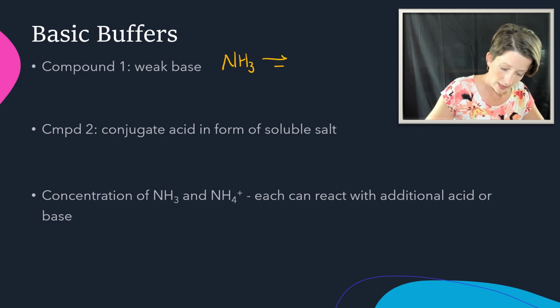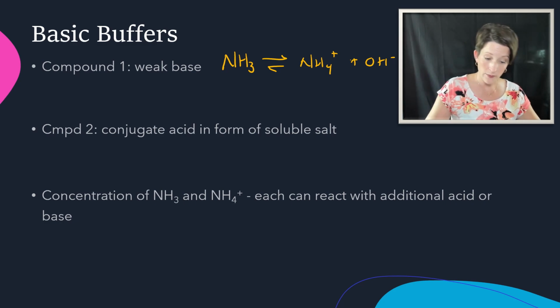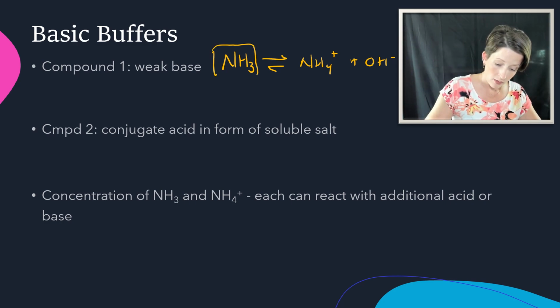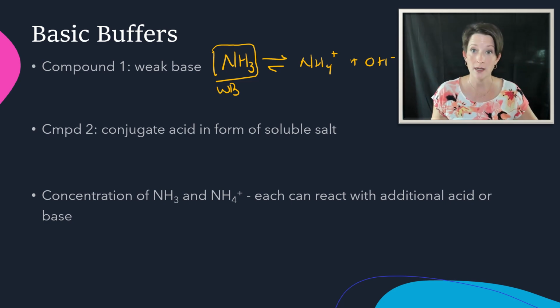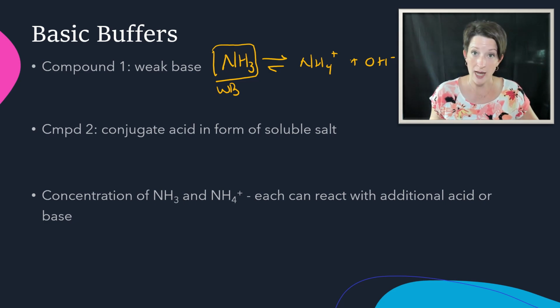And when that dissociates into water, we can get NH4+ and hydroxide ions. However, we are going to favor the weaker of the two, so our weak base is going to be present in higher concentrations than that of the conjugate acid. We need the salt of that conjugate acid, so we want to make sure that NH4+ is put with an anion that will make sure it's soluble.